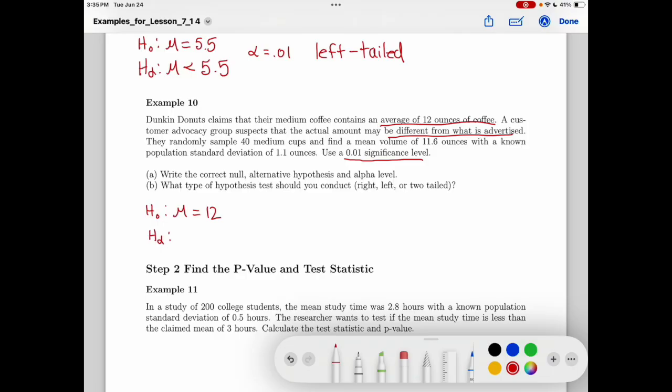And then someone comes in and says, wait a minute, I think it's different than 12. So we're going to write the alternative hypothesis is mu is not equal to 12. Our level of significance is 0.01. And because we don't care if it's less than or greater than, we're just looking to see if it's different, this is going to be a two-tailed test.